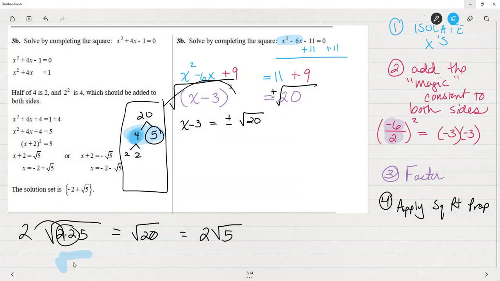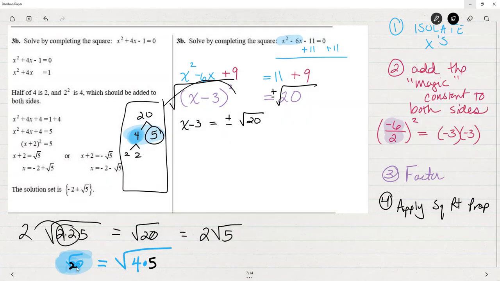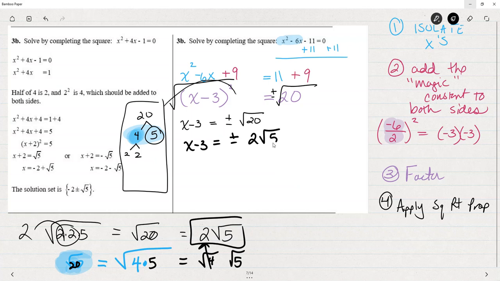The square root of 20. I could write this as that perfect square 4 divides into 20 times 5. 20 is equivalent to 4 times 5. So the perfect square 4 times the square root of 5. The square root of 4 is 2, and then the square root of 5 doesn't simplify. So I have x minus 3 is plus or minus 2 square root of 5.